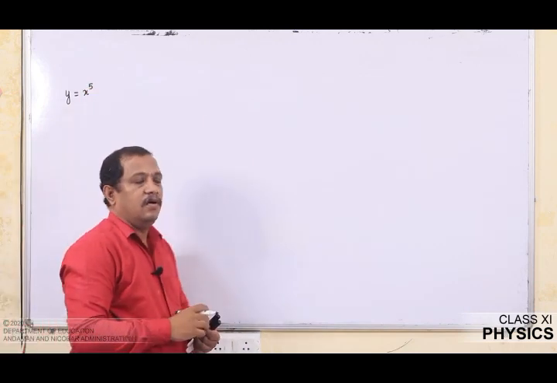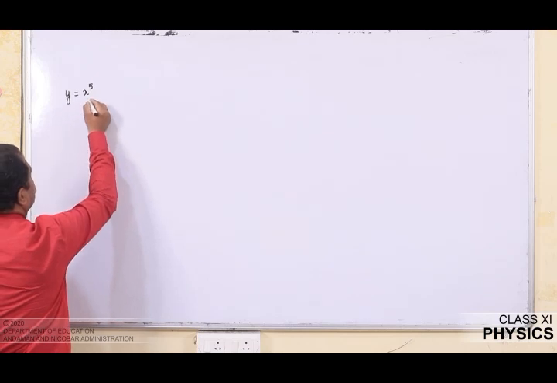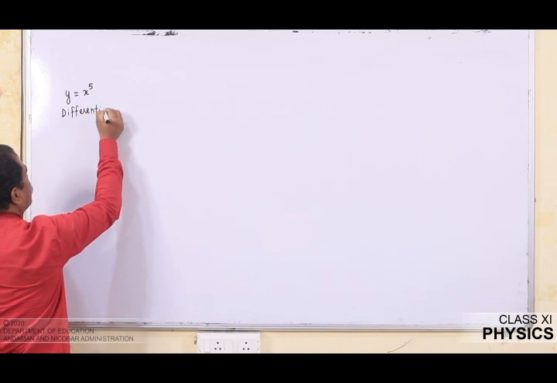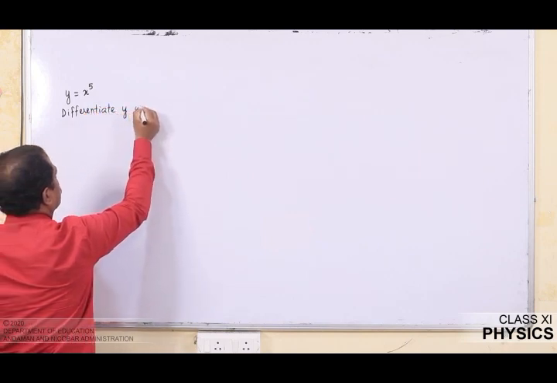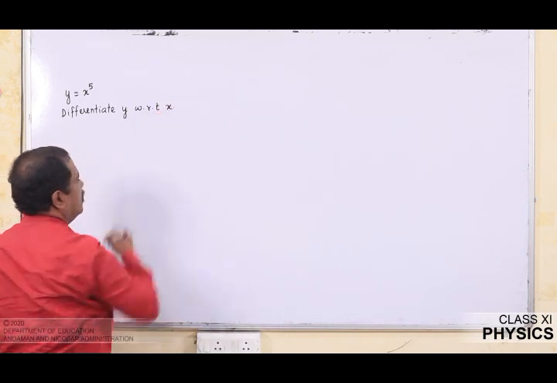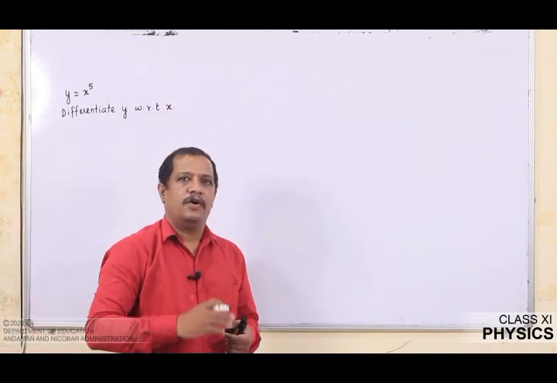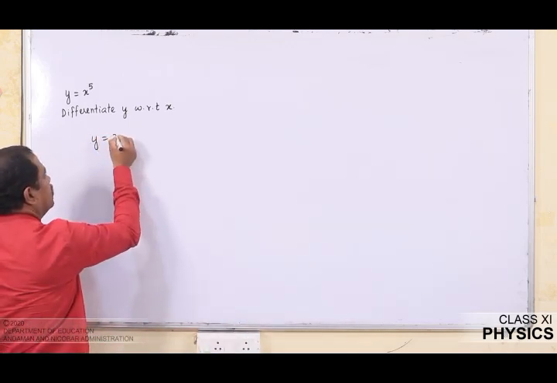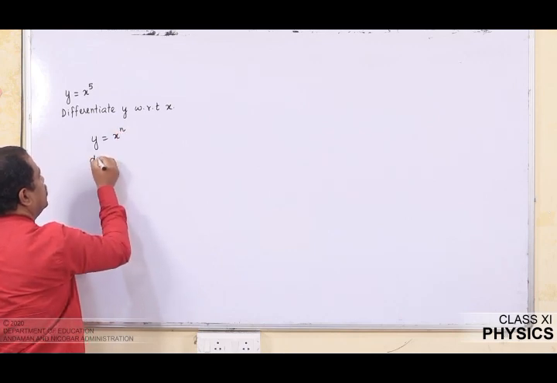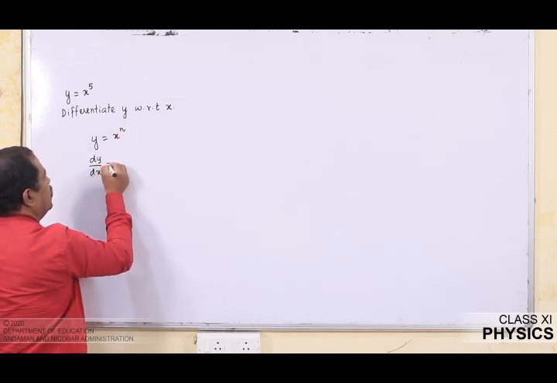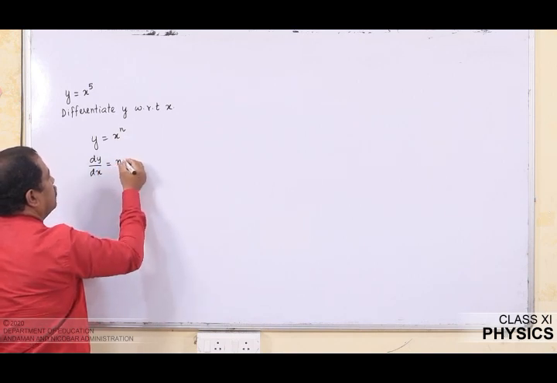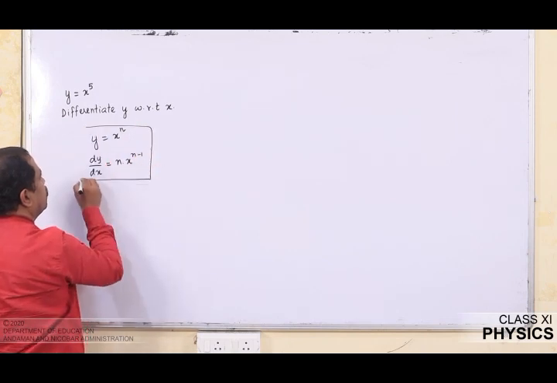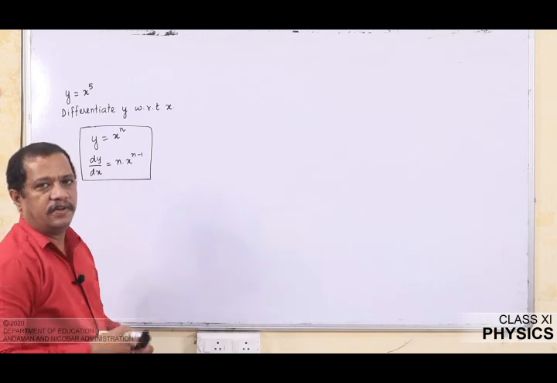Now, I am asked to differentiate this function with respect to x. So, it says differentiate y with respect to x. Now, the formula that we saw in the last class was the general one: if I have y is equal to x power n, then dy by dx is n times x power n minus 1. So, I am going to use this formula to differentiate this function.